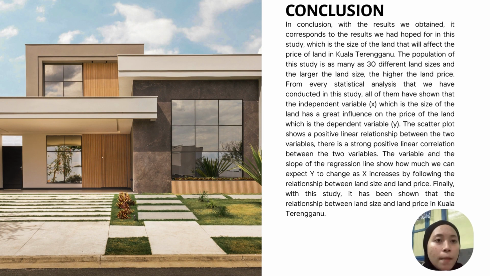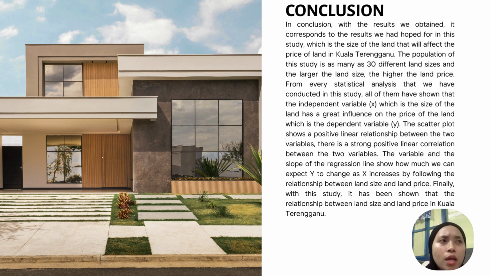Last but not least, the conclusion. In the conclusion, the result we obtained corresponds to the result we had hoped for in this study, which is that the size of the land affects the price of land in Kuala Terengganu. The population of this study is 13 different land sizes, and the larger the land size, the higher the land price.